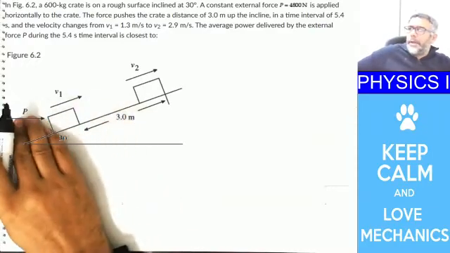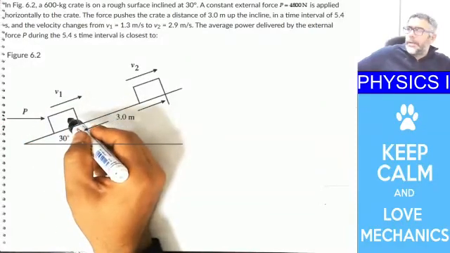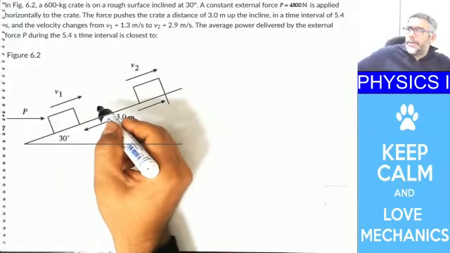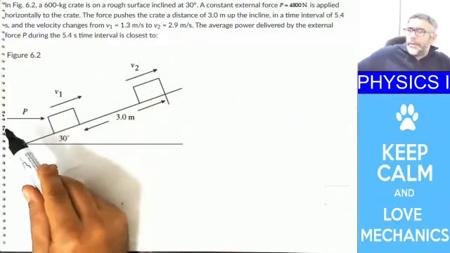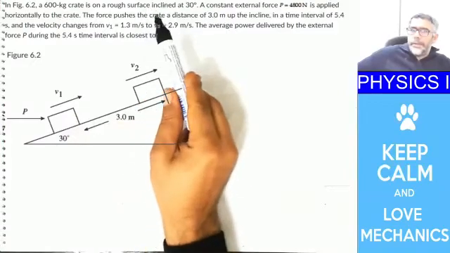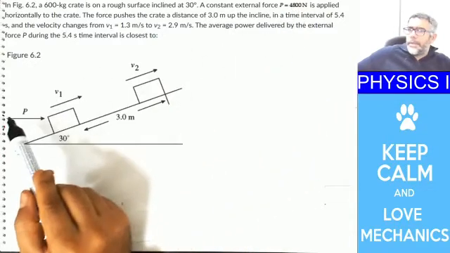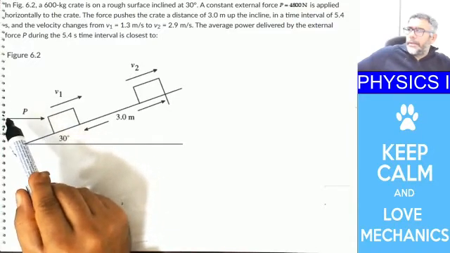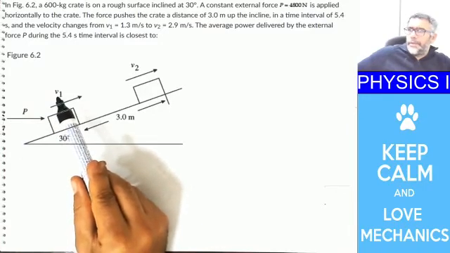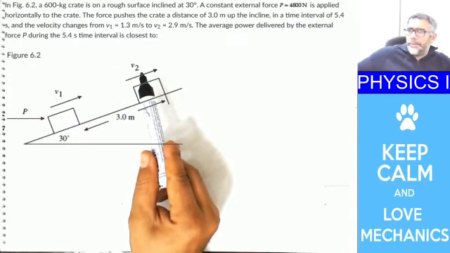So, I think it's about power. A 600 kilogram block is moving on this inclined surface. The inclination angle is 30 degrees, and there is this external force P, which is given as 4,800 newtons, applied in the horizontal direction. It is moving this block from an initial velocity of 1.3 meters per second to a final velocity of 2.9 meters per second.